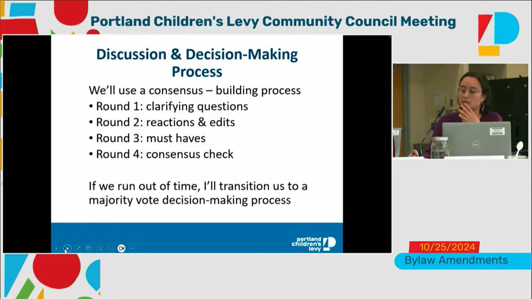What's the minimum number of committee members that need to be here at one time? In order to have a vote, we have to have a quorum, which is 7.